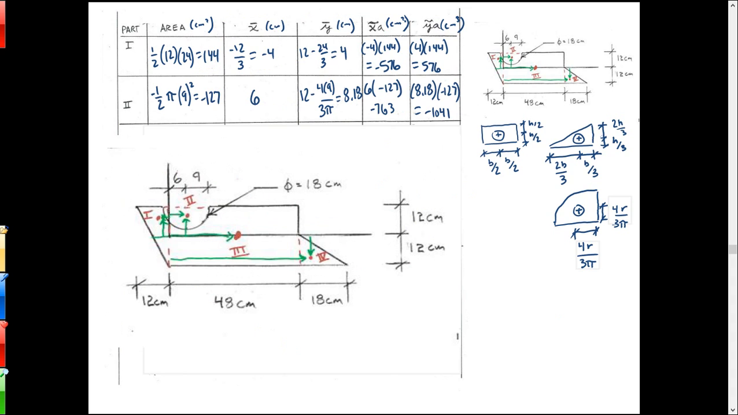Okay, the semicircle, it's half of a circle, so minus 1/2 times pi r squared is about negative 127. Now that's a negative area because that semicircle's a cutout. You've got the diameter of it called out here. It's 18.